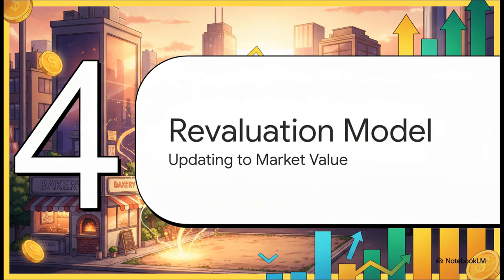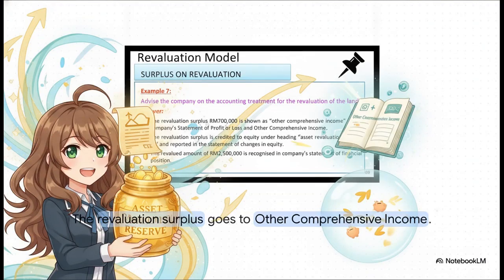Next up, section 4, the revaluation model. Let's shift gears to that second path. Sometimes things don't just lose value. Imagine the land your bakery sits on suddenly becomes the hottest new spot in town. It's worth way more than what you paid for it. Under the revaluation model, your asset gets a fresh, shiny new fair value to reflect that reality.